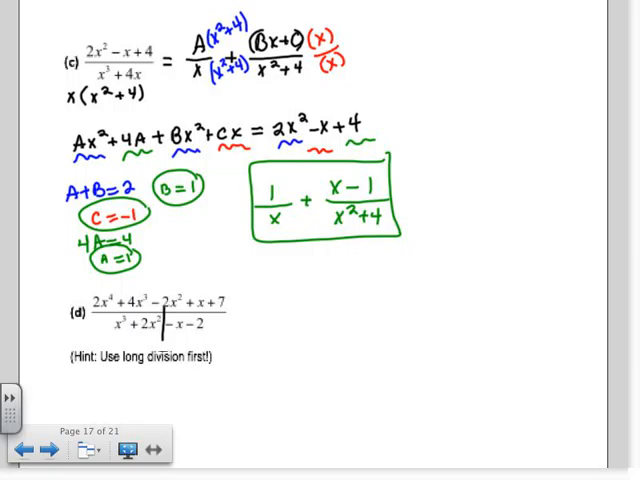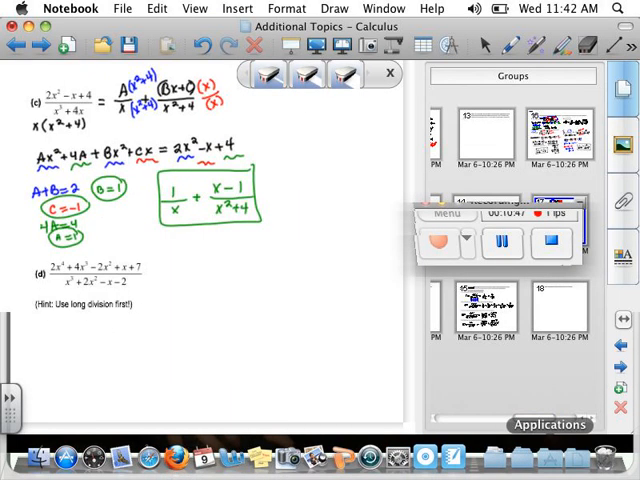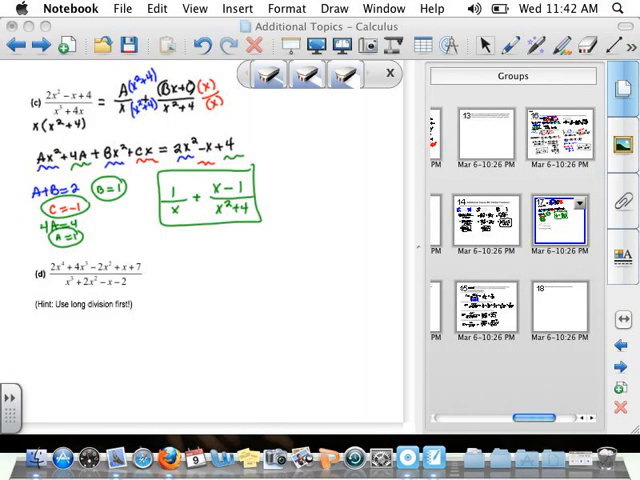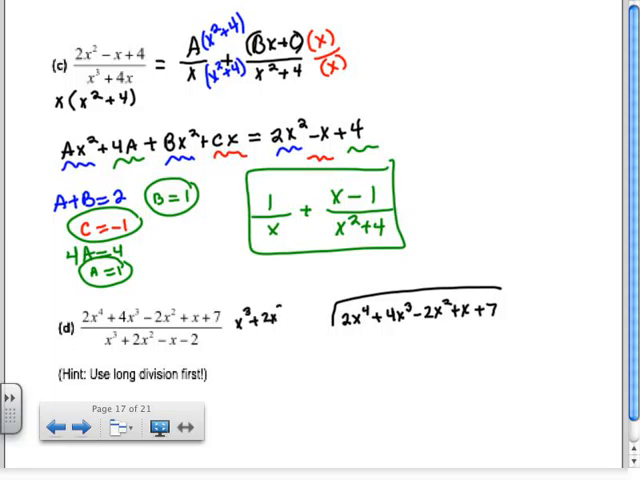Do you guys remember long division? It's been a while. Another pink little box. Nope, that's synthetic. Why can't you use synthetic? Because it's not like x minus 1 on the bottom. It's not a single thing, so you have to use long division. All right, here we go. I'm taking my 2x to the 4th plus 4x cubed minus 2x squared plus x plus 7, and I'm dividing by x cubed plus 2x squared minus x minus 2.